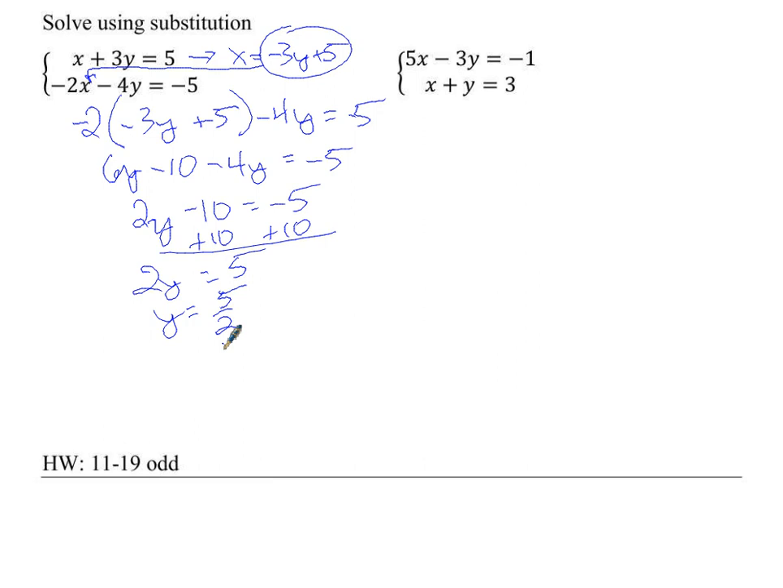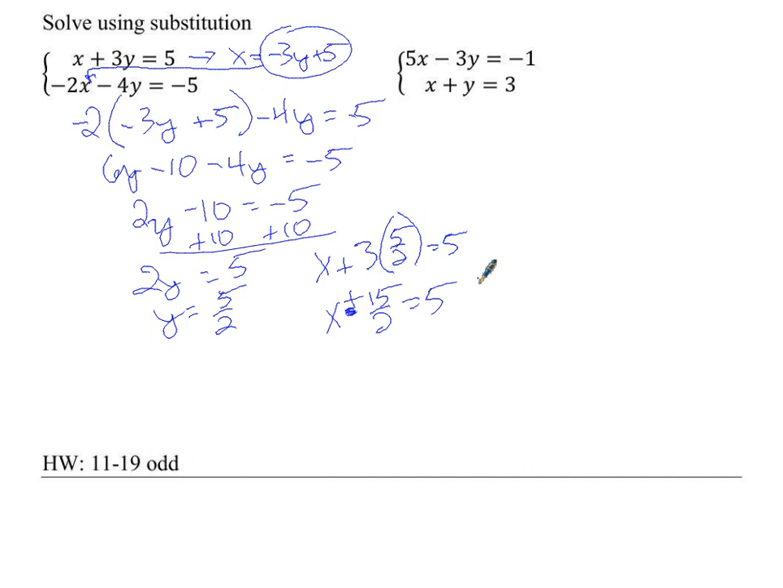Now what? Okay. x plus 3. Yep. Okay, and then we solve that. So we have x equals 15 halves. Sorry, x plus 15 halves equals 5. Where would the negative 3 have come from?